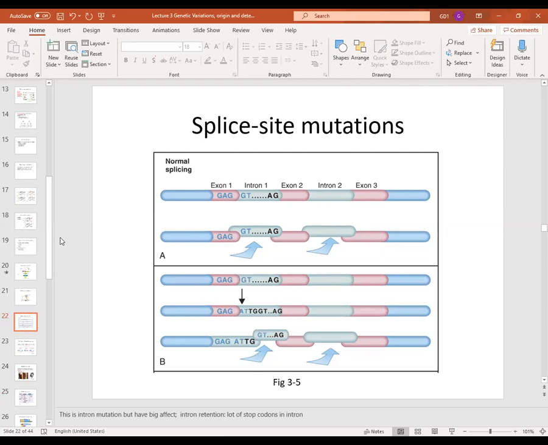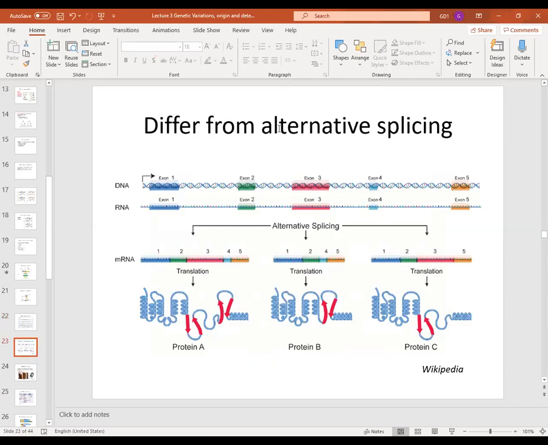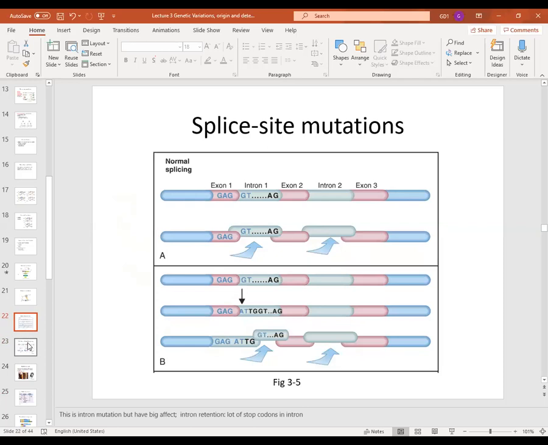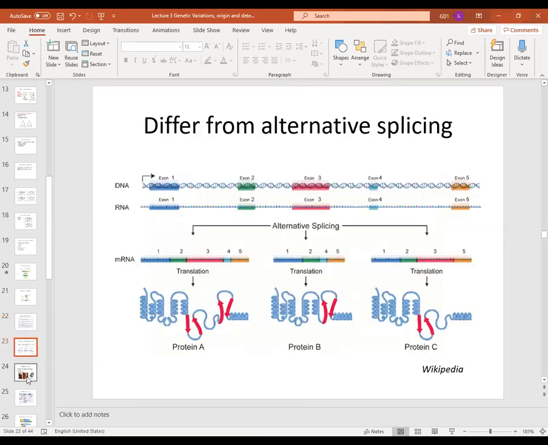The same as a frameshift mutation. So it's quite different from alternative splicing. Alternative splicing is a normal process in the cells. Using it, the cell can make different types of RNA from the same DNA sequence, so that's normal for cell activity. But the splice site mutation is very harmful because it causes intron retention, and in many cases it has a bad effect.